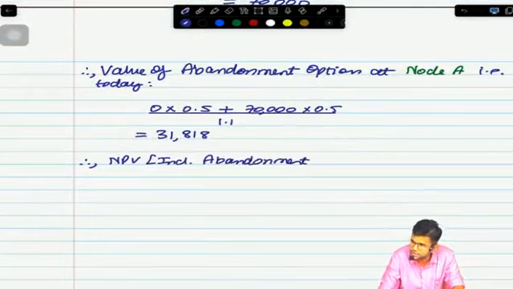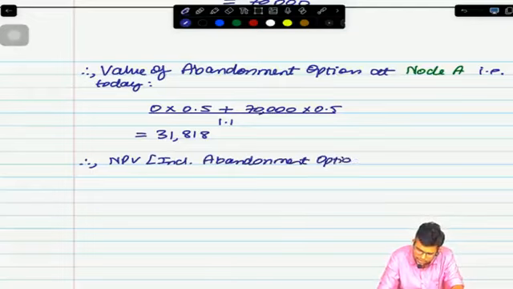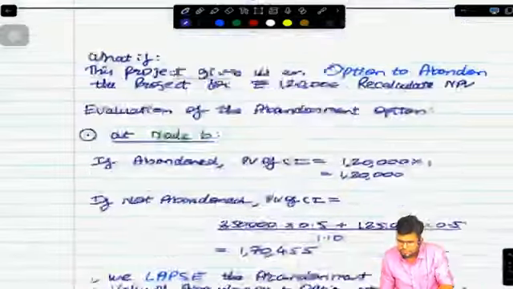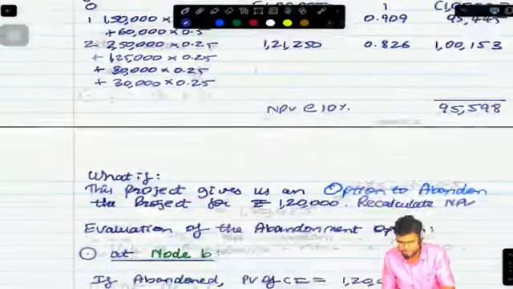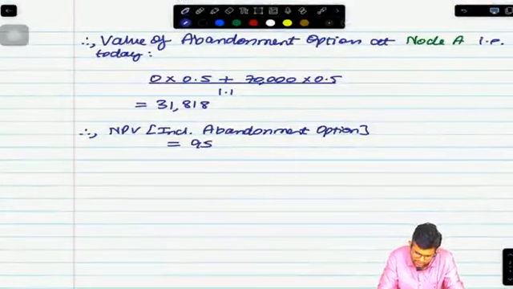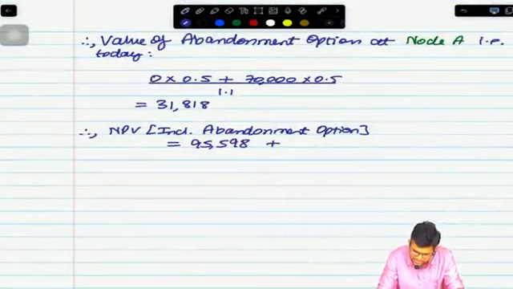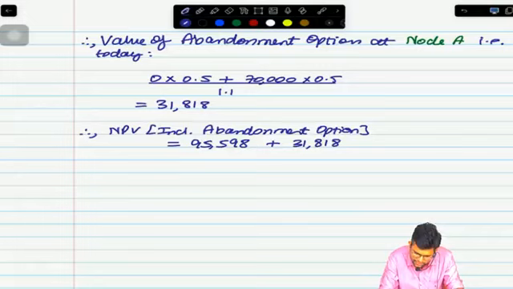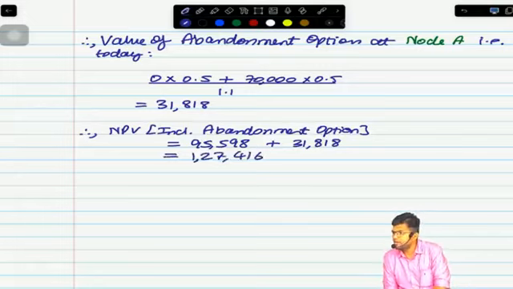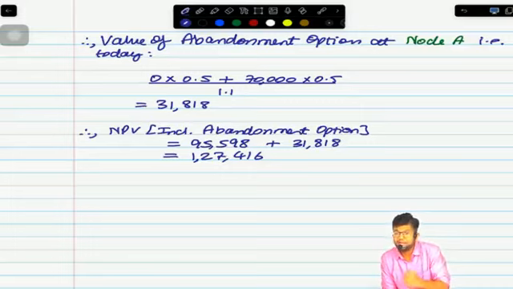Therefore, net present value including the abandonment option. Students understood the whole concept? Net present value including the abandonment option will be, we had got NPV earlier as 95,598. I'll write here 95,598 plus 31,818, and this comes to 127,416. Everybody clear? Students, there could be questions where original NPV is negative, but considering that this NPV has an option, it becomes positive. I hope everybody is able to understand that option.